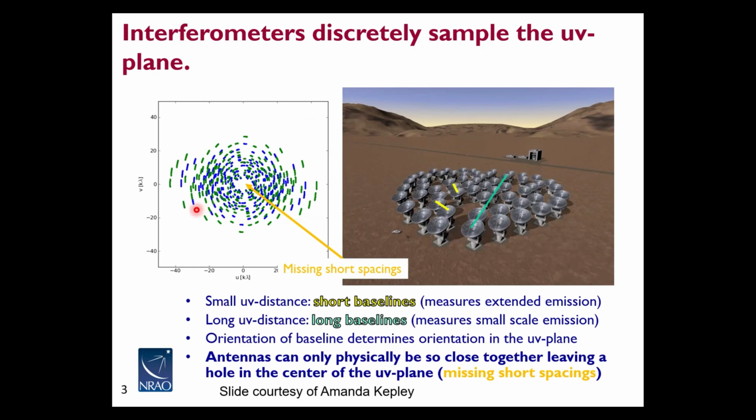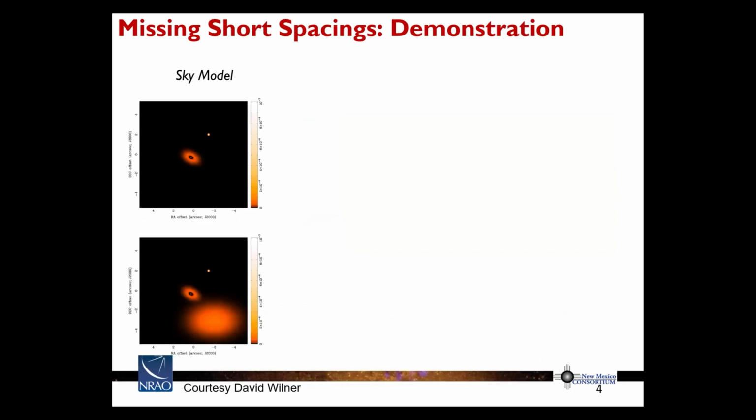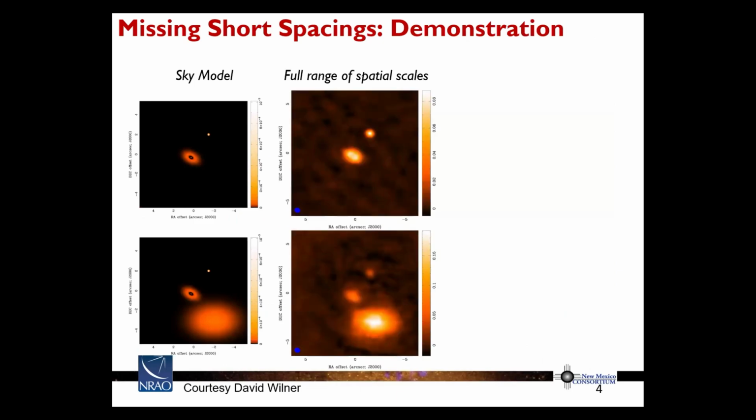We know that using interferometer arrays, we are discretely sampling the UV space. Remember, short baselines are measuring the extended emission and long baselines are measuring the small scale emission. Even with ALMA, with a huge number of antennas, we still have the problem of missing short spacing because of the limit of distance between two antennas. That's why we also have to combine data with total power.